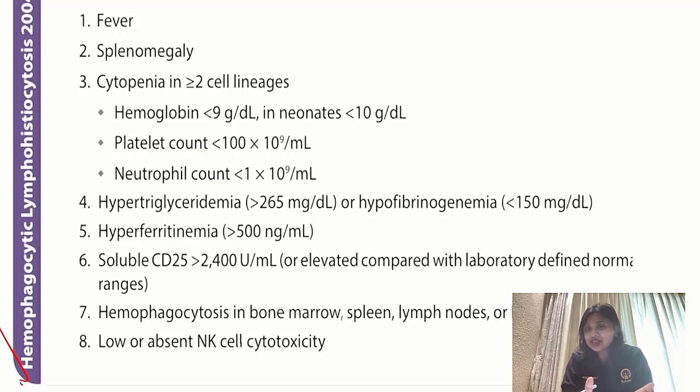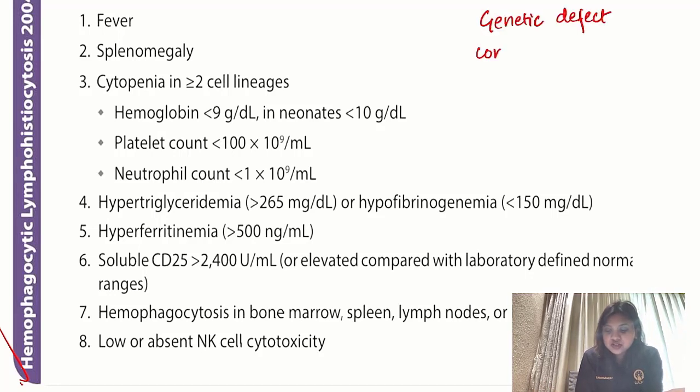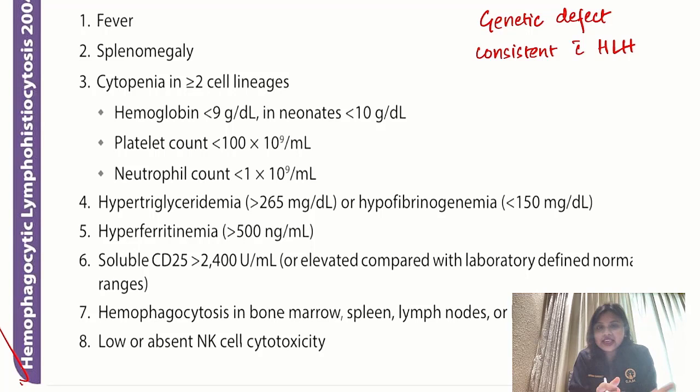Now, this is an extra age question. I am discussing this in view of next. Okay. So first, remember, there can be a genetic defect consistent with HLH, right? And we have these 8 criteria that you can see. Out of them, at least 5 should be positive. So 5 out of 8 clinical and laboratory criteria must be satisfied.